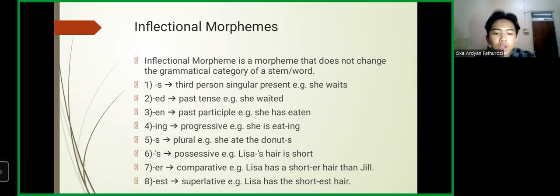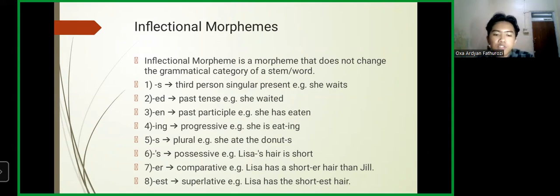Then the fourth one, we have the suffix ing, which is a progressive. We have the example, she is eating. And then the fifth one, we have another suffix s, which is for plural. We have the example, she ate the donuts. And then the sixth one, we have the apostrophe s, which is for possessiveness. For example, Lisa's hair is short.